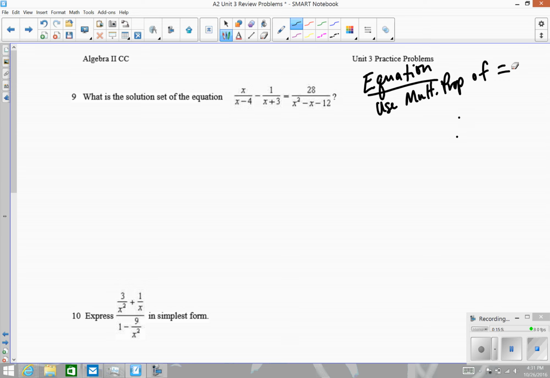So looking at this problem in number 9, if I look at my first fraction here, I cannot break down that denominator anymore. It's already factored as much as I can factor it. Same thing with this next fraction here. But this trinomial here looks like it might be factorable. Let's take a look. I'm first looking for GCF. There's no GCF.